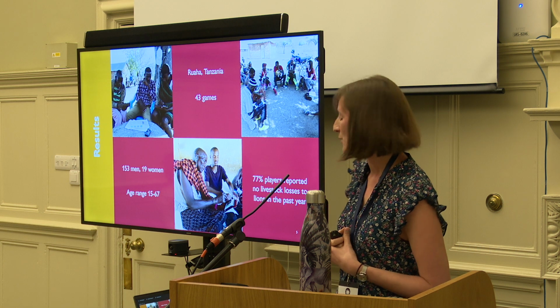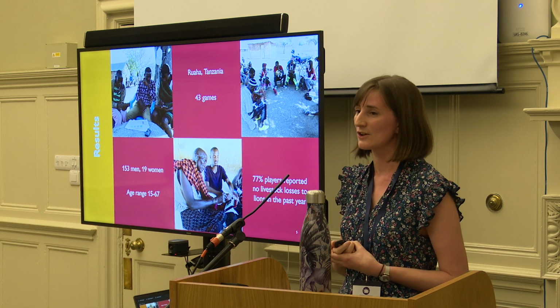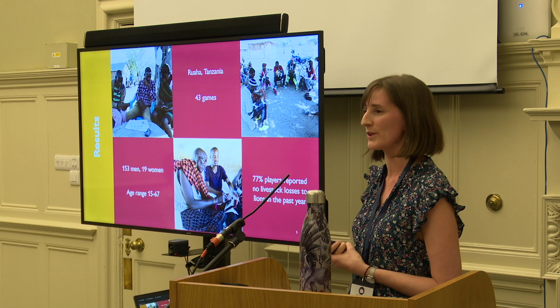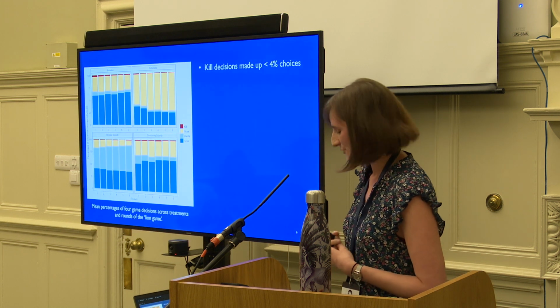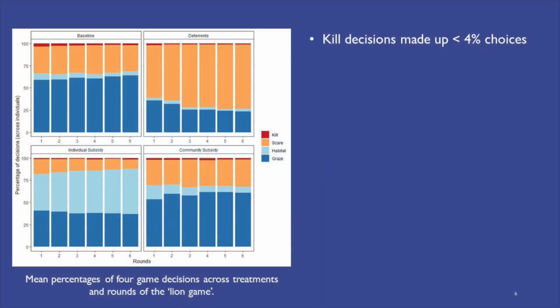Interestingly, over 3/4 of the players had not actually lost any cows to livestock within the past year. And so just to rattle through some of the things that we found, this shows the average proportion of decisions across the different treatments and the rounds. So you can see that kill decisions, which is the dark red bars, made up a very small percentage of decisions across all the treatments and all the rounds, so that was nice.